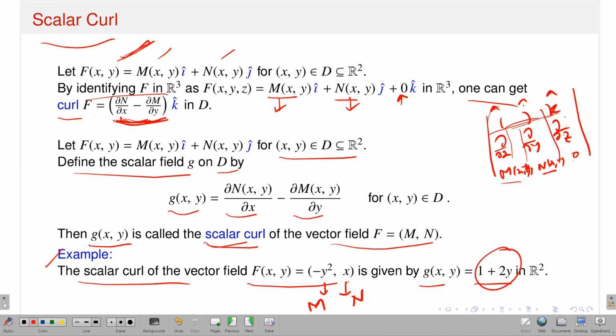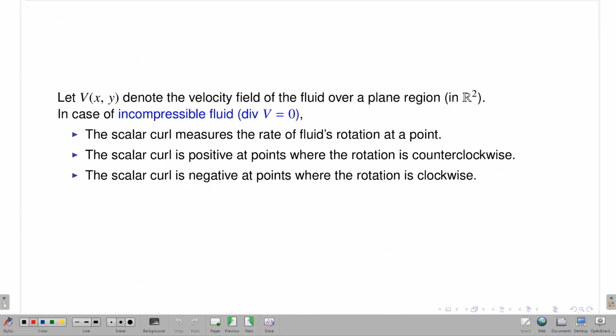Okay. So, this is the scalar curl of the vector field capital F, which is of the form (minus y squared, x). Okay. So, a couple of concepts. Let v of (x,y) denote the velocity, some real life applications.